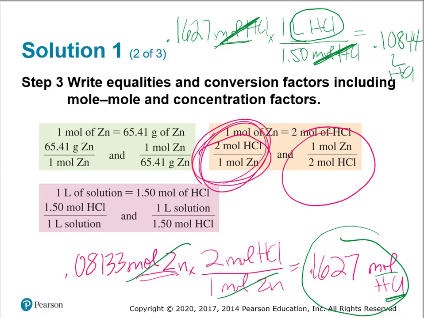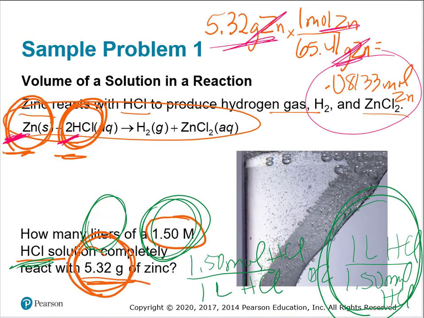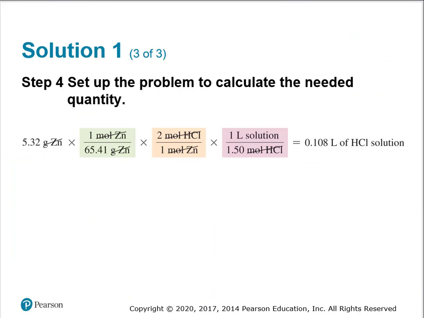Let's go back and look at our problem to see how many significant figures we want to end with. We started with 3 sig figs here and 3 sig figs here. So let's finish with 3 sig figs. 0.108 liters of HCl solution would be needed.